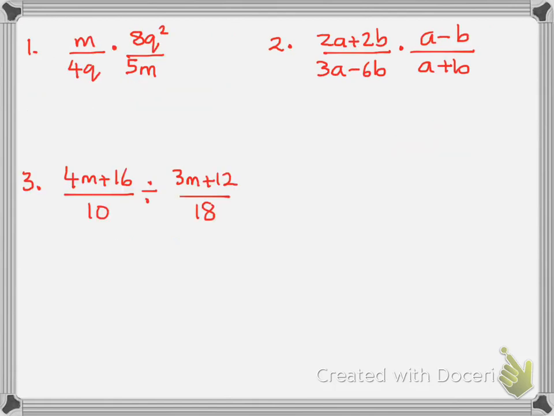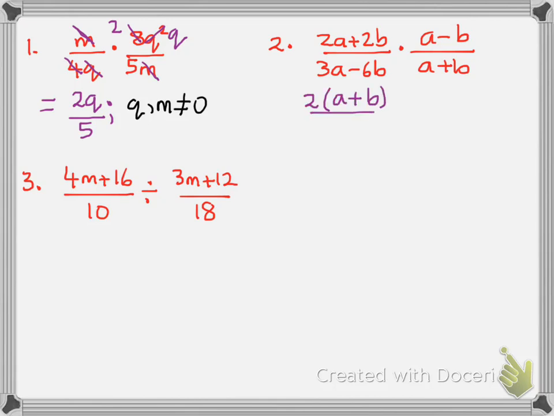So what did you do? Well, here is what I did. For the first one, the common factors here are m for the numerator and denominator, and you can see 4 can divide into 8, and q can divide q squared. Your result there will be as shown, 2q over 5. Your restriction is q and m cannot be equal to 0.